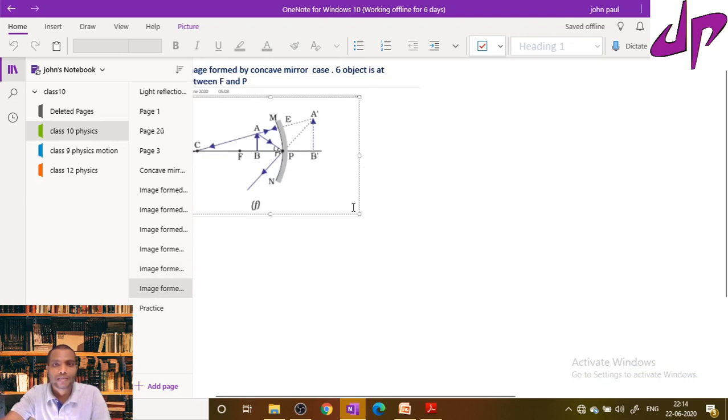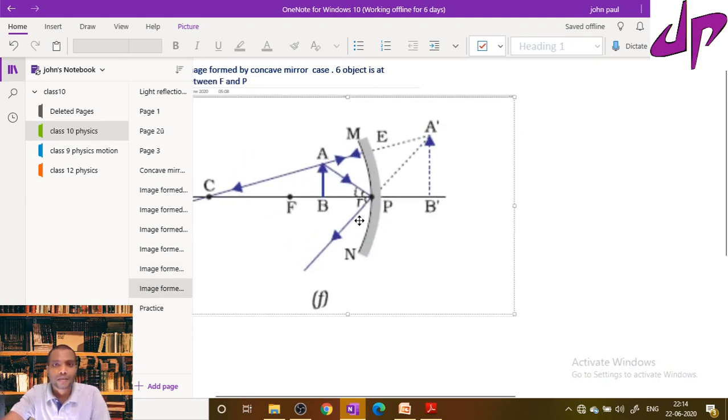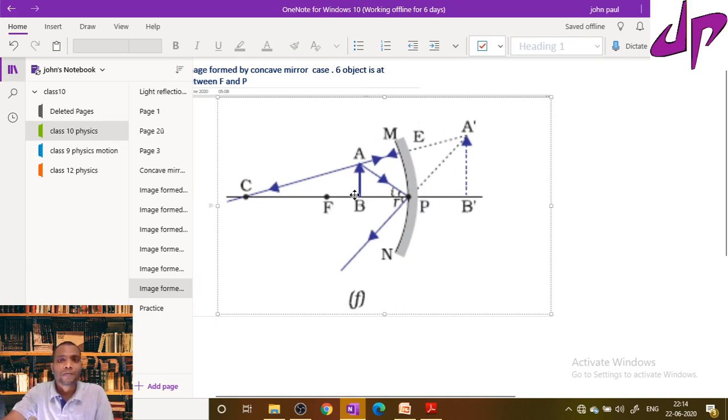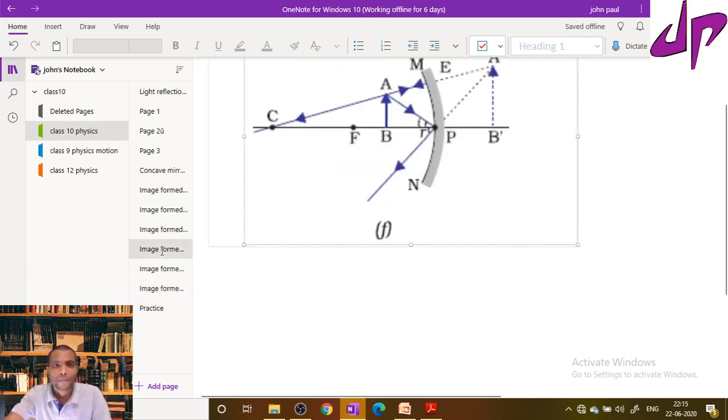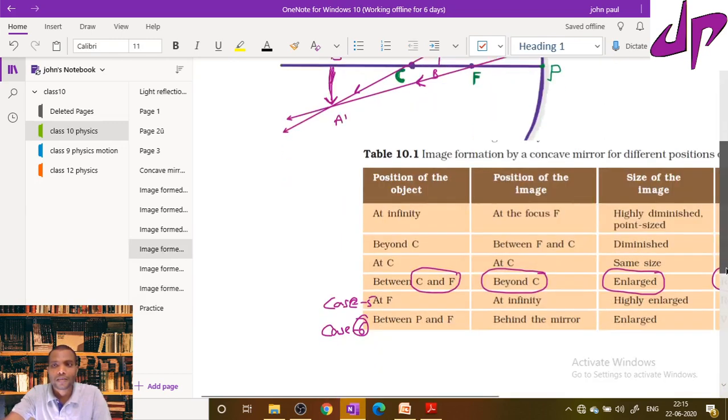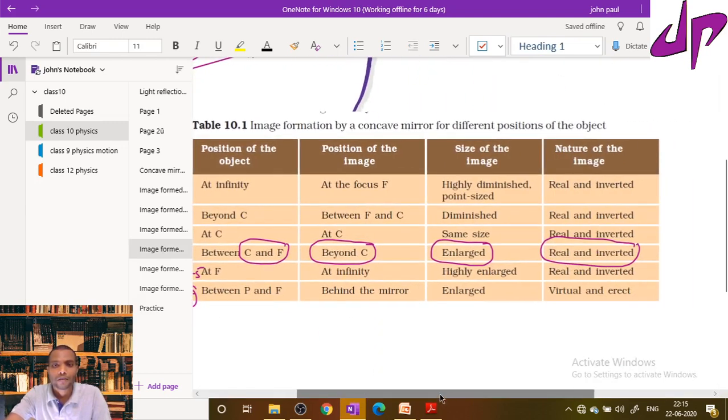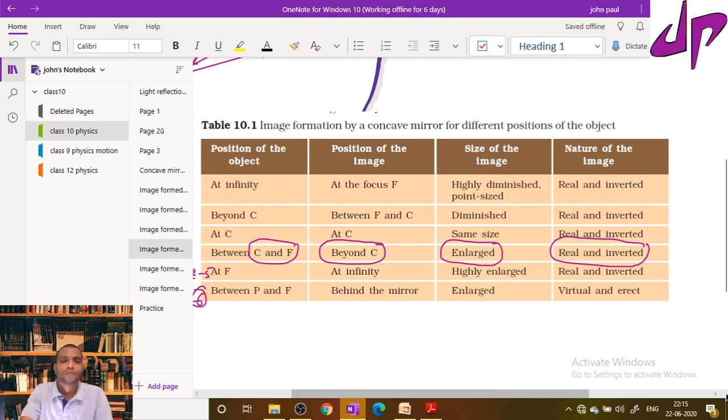And next one, this is case 6. Very important case. Case 6. If the object is between focus and pole, now the image changes. Now the image becomes a virtual image, it is enlarged, and it is not inverted, it is upright. So the sixth case is a very important case for the concave mirror, because it has some changes. This is the sixth case condition.